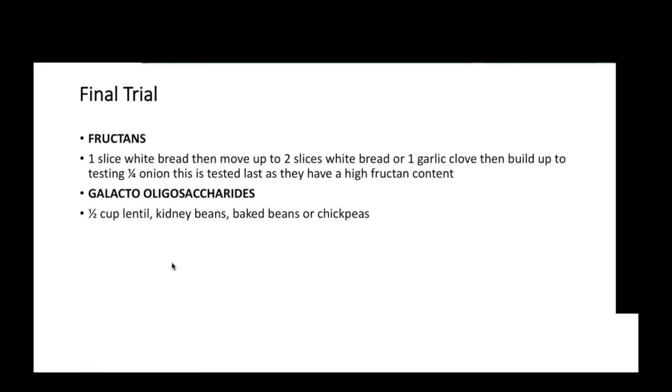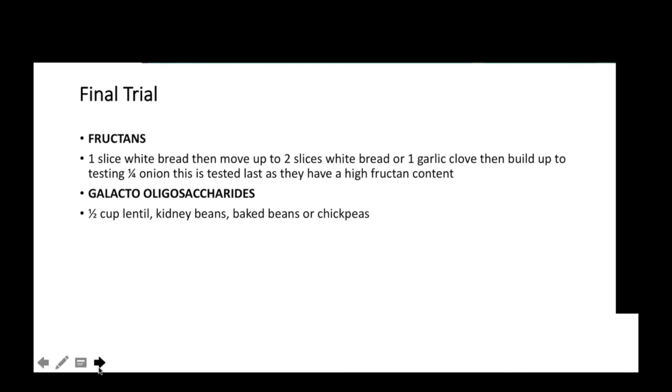The final groups of foods would be the fructans and the galacto-oligosaccharides. So that would be the equivalent of one slice of regular bread. You would then, if that was okay, have two slices of bread in one sitting, or a garlic clove, or a bit of onion. And then you would have, if that was okay, half a cup of any of those beans or green lentils, and that would be half a cup cooked. Now, it may be, of course, that you don't want to introduce certain foods, so you may know that you already have a problem with gluten for other reasons, or dairy, but that would be the general procedure for a low FODMAP reintroduction approach.